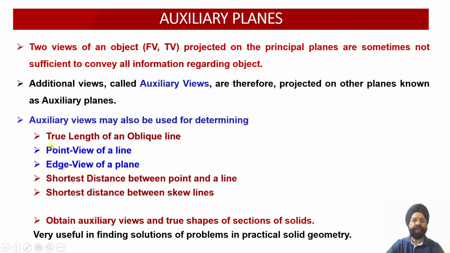The auxiliary planes are used for different applications, which we discussed in the earlier lecture. They included determining the true length of an oblique line, determining the point view of a line, determining the edge view of a plane, shortest distance between a point and a line, shortest distance between skew lines, obtaining the true size and form of the oblique plane, and obtaining the auxiliary views and true shapes of the sections of the solid. Auxiliary planes are very useful in finding solutions of problems in practical solid geometry.